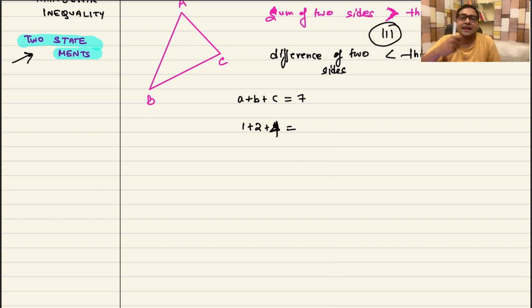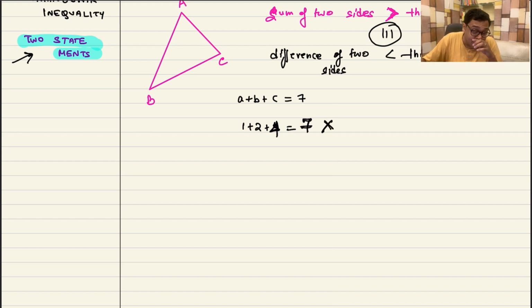If the smallest side is 1, then the only way that's possible is 1, 2 and 4, if we want all the sides to be distinct. So that's 7. But there is a problem with this case. It does not satisfy the triangular inequality. That is, the sum of 1 and 2 is smaller than the third side, which is a problem, right? So this particular case doesn't happen.